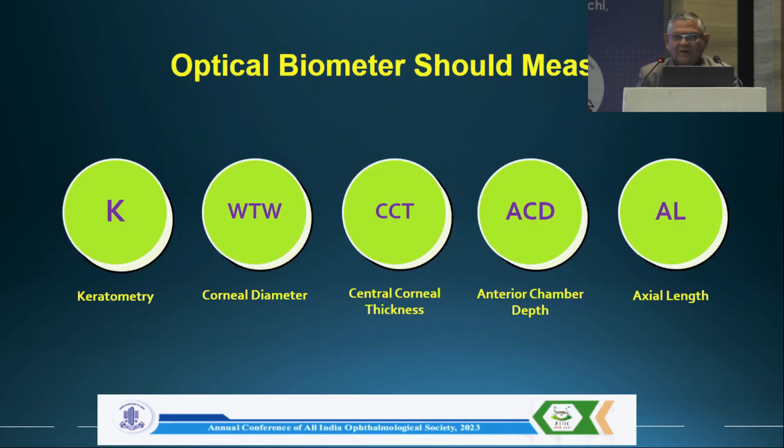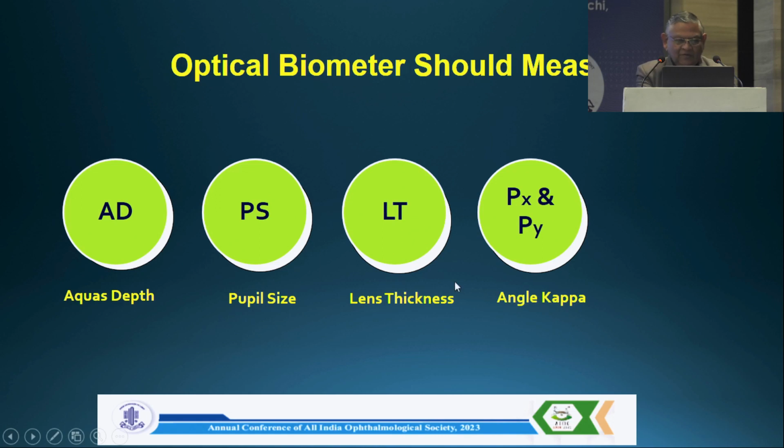But the most important thing is that these instruments must measure the keratometry, the corneal diameter white to white, the central corneal thickness, the anterior chamber depth, the axial length, the aqueous depth, pupil size, lens thickness, and the angle kappa.